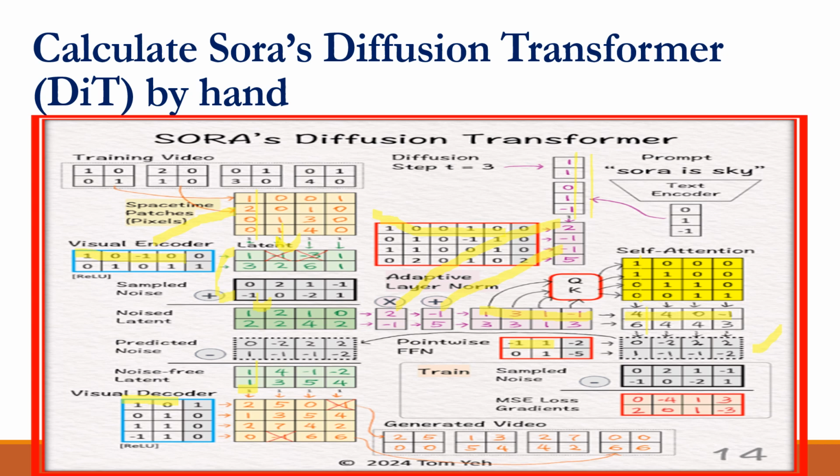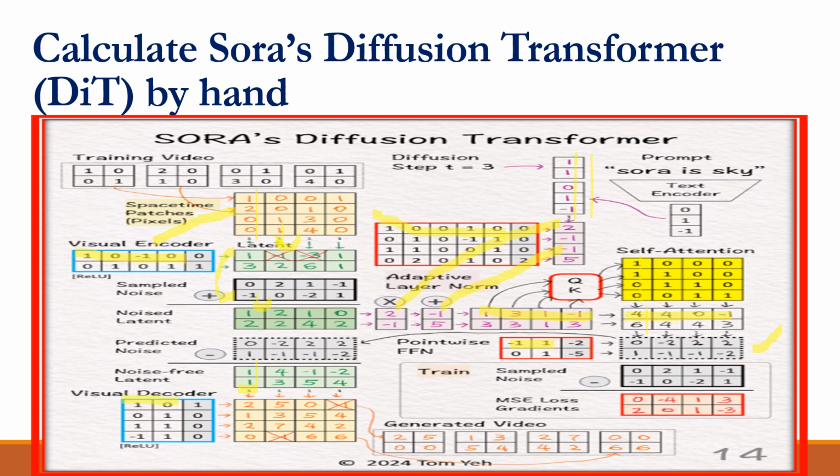Next we will train the things. So here we will calculate this MSE loss gradient by taking the difference between the predicted noise and the sample noise, which is a ground truth. So you will use the loss gradients to kick off the back propagation to update all the learnable parameters. And note that visual encoder and decoder parameters are frozen.